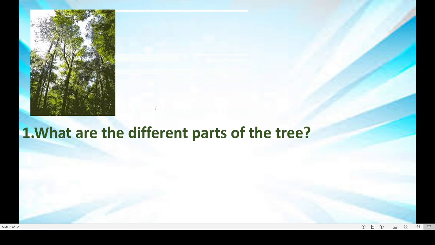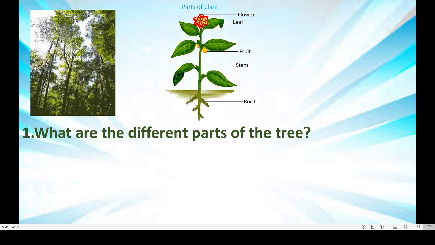First one is, what are the different parts of the tree? Yes, dear children, in previous standards we have studied about the different parts of the trees, isn't it? See this. We will go through this. Come on, see this picture. Here we can see the different parts of a plant. Is it right? See, this is a root. This is the stem. These are fruits. This is a leaf. So many leaves it has. Correct? And this is a flower. These are the different parts of a plant.